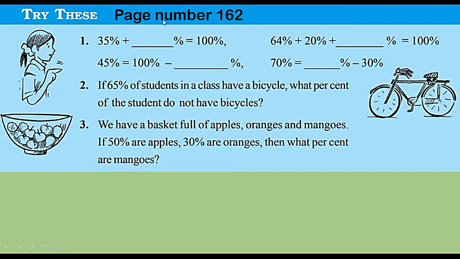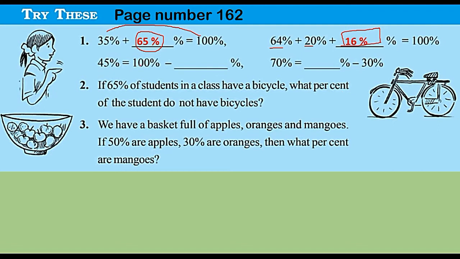Try these questions given on page number 162. 35% and 100%. So, how will you find the remaining? Just subtract this 100 minus 35 and you will get 65%. Next one, 64% plus 20%. It becomes 84%. 100 minus 84, it will give you 16%.